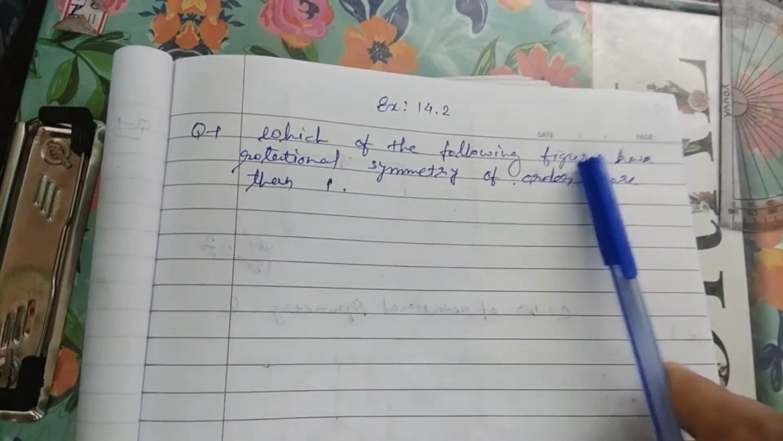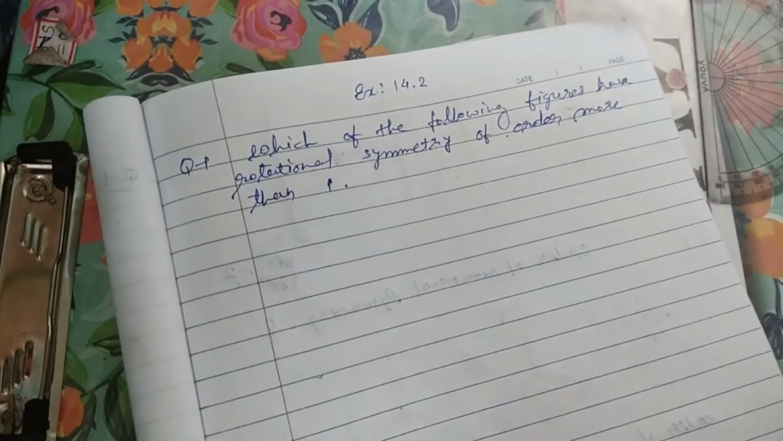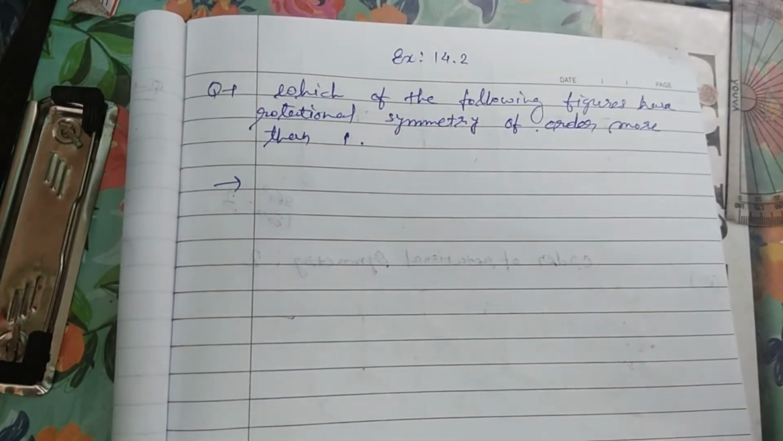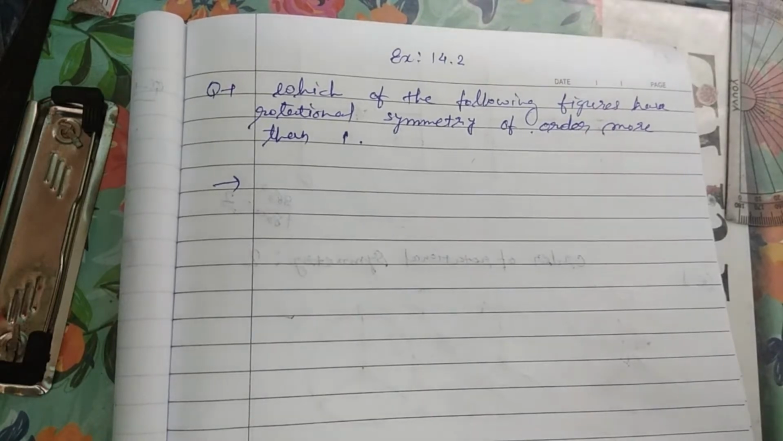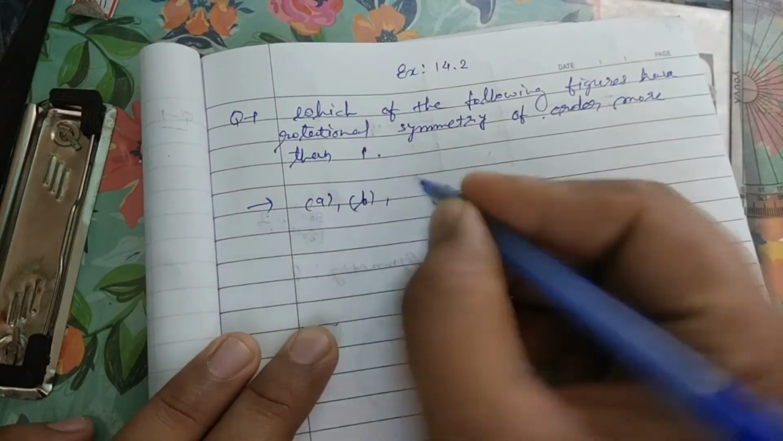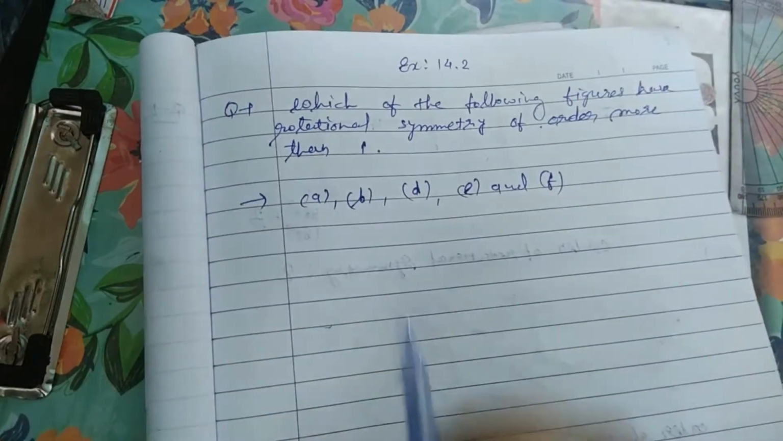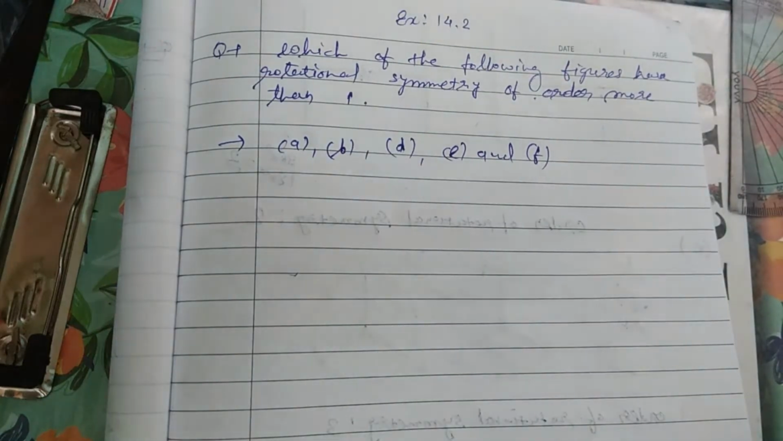So again we come to question 1. The question was, which of the following figures have rotational symmetry of order more than 1? We have seen each and every shape, and from that only one shape, shape number C, has rotational symmetry of order 1, not more than 1, and all the other shapes have order of rotational symmetry more than 1. So the answer is A, B, D, E and F. These 5 shapes which we have seen have order of rotational symmetry more than 1.